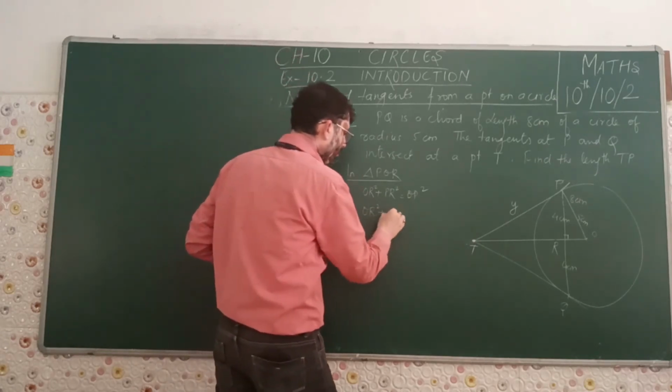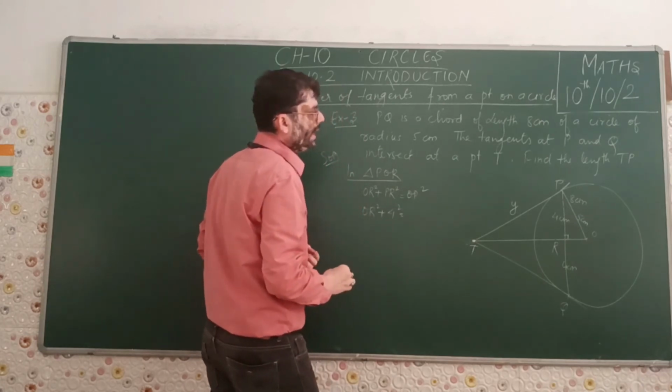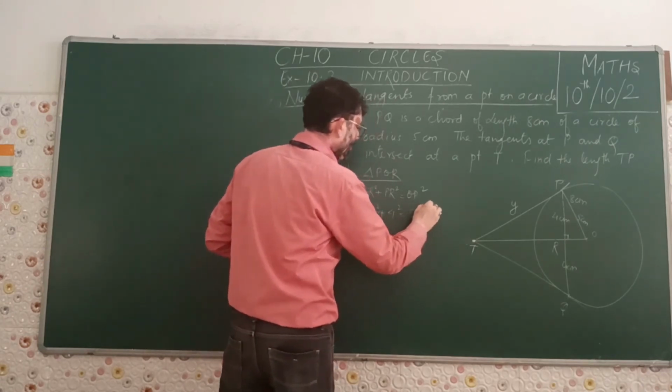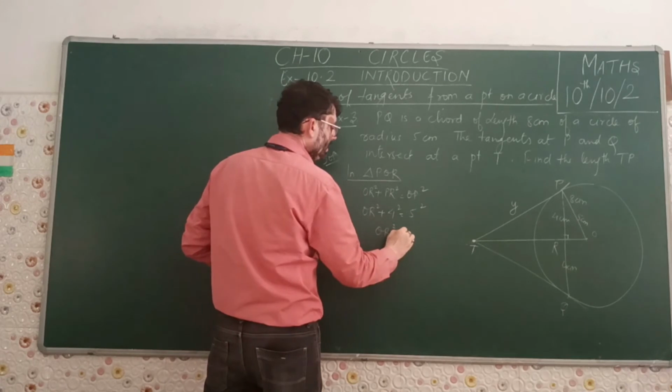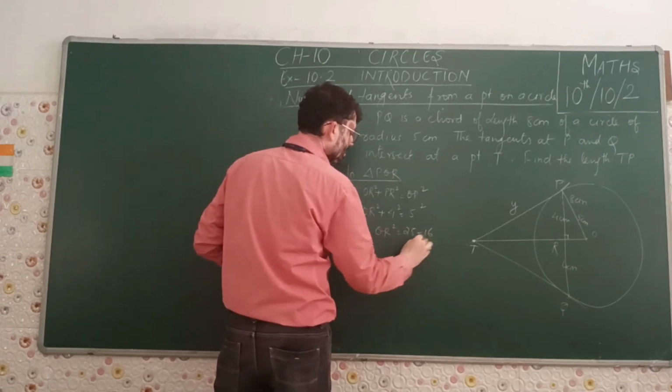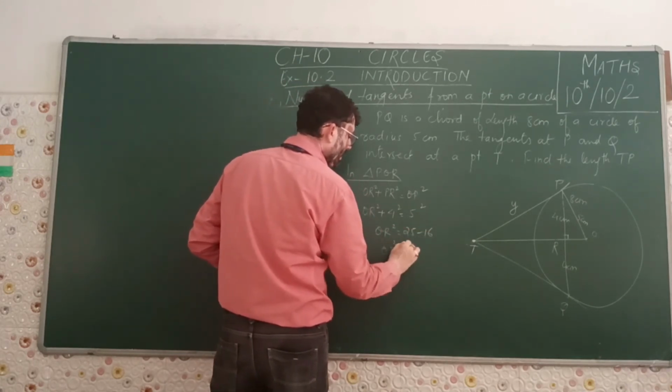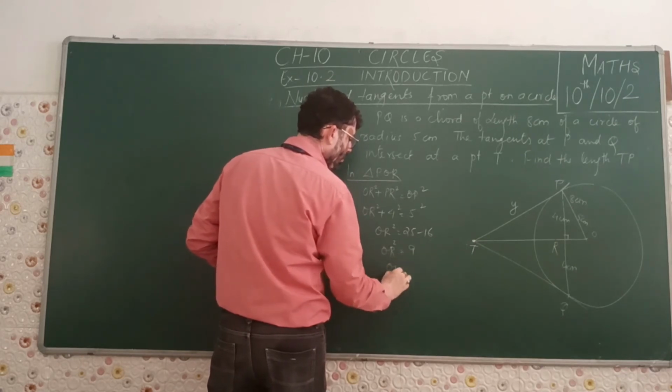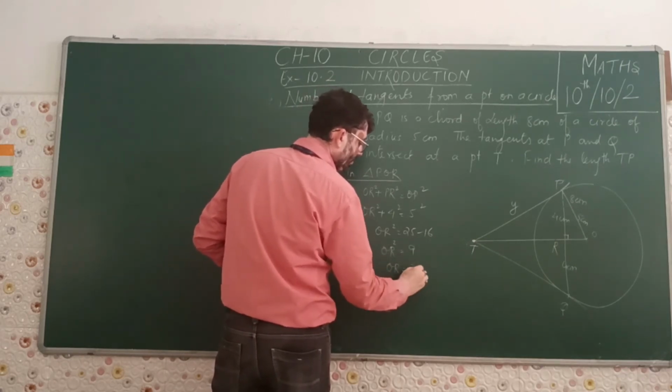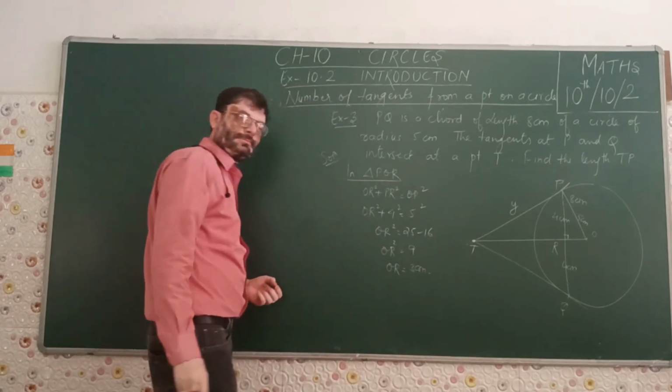PR we have 4 centimeters, so this is 4 square, and OP is 5, that will be 5 square. So OR square is equal to 25 minus 16. OR square is equal to 9. So OR is equal to 3 centimeters.